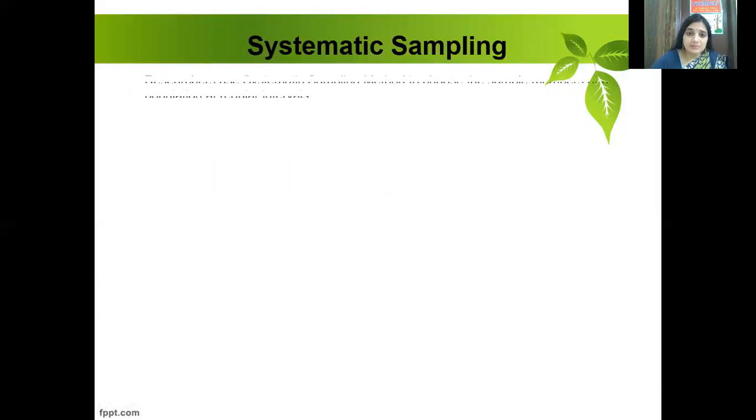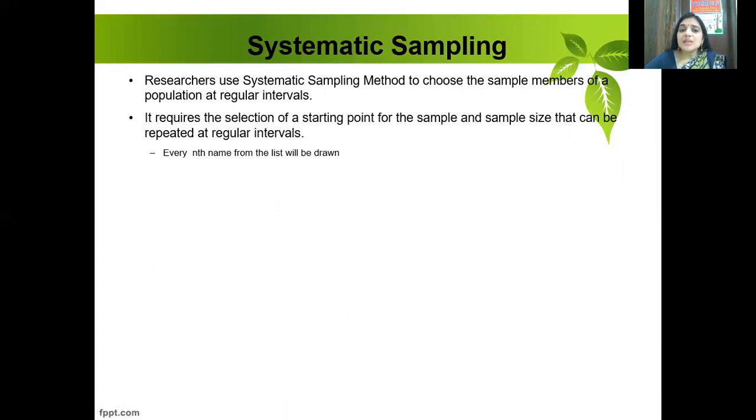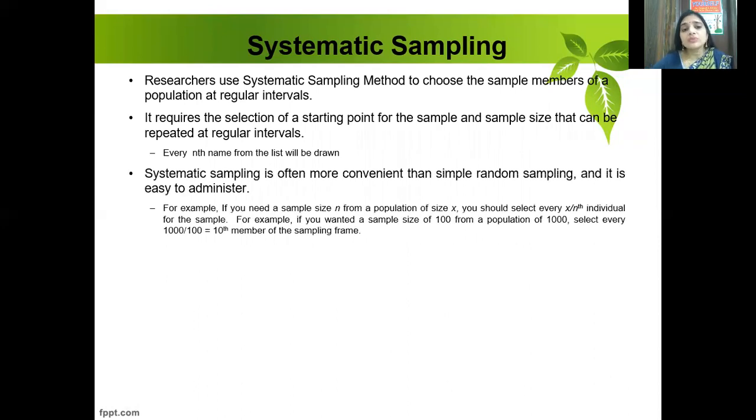Then systematic sampling. Researchers use the systematic sampling method to choose the sample members of a population at regular intervals. It requires the selection of a starting point for the sample and a sample size that can be repeated at regular intervals. For example, every nth name from the list will be drawn. Let us see how we would do it. For example, if you need a sample size n from a population of size x, you should select every x divided by nth individual for the sample.